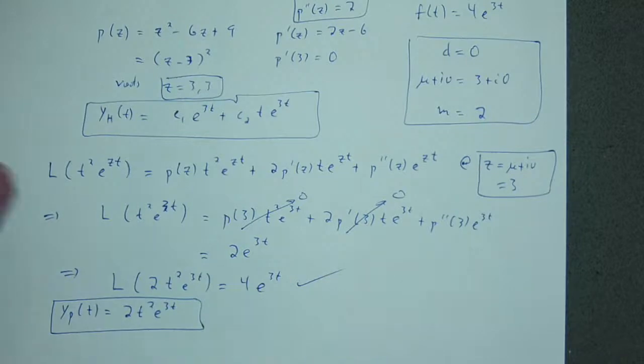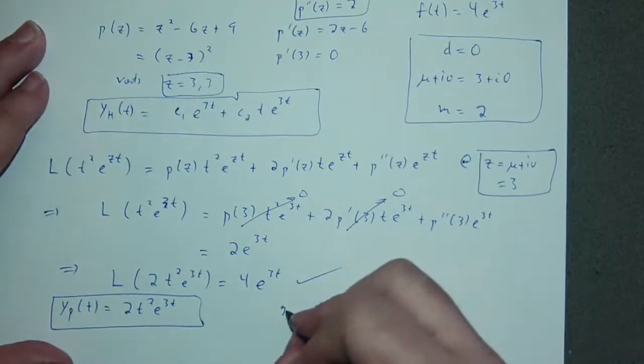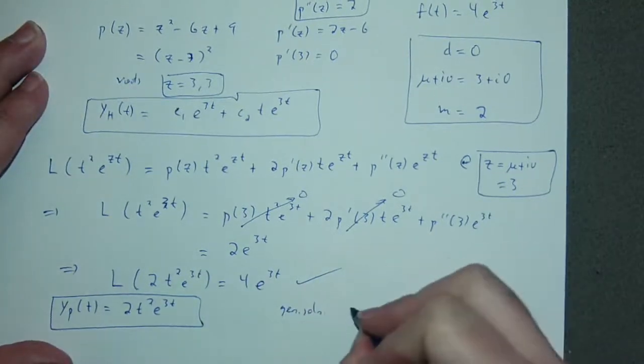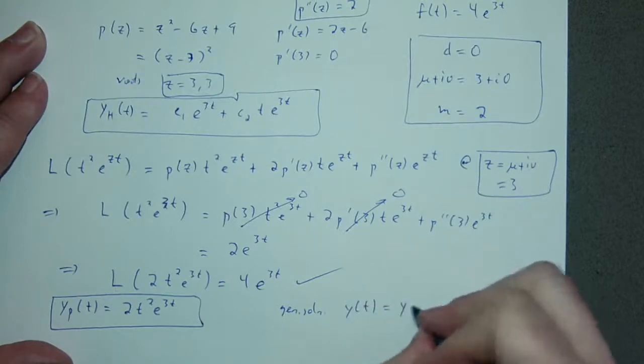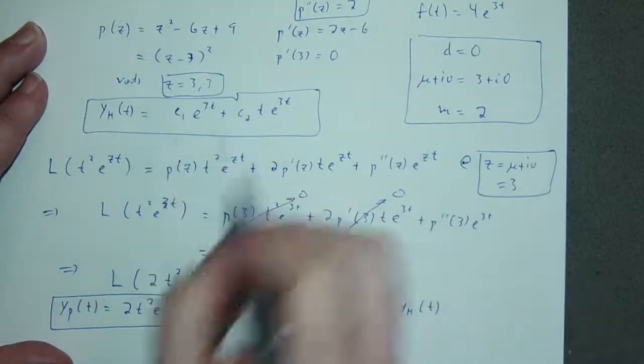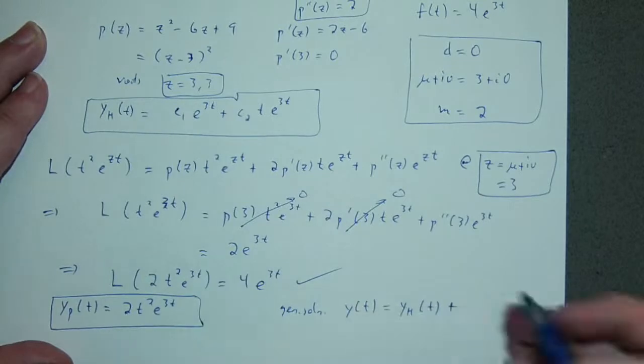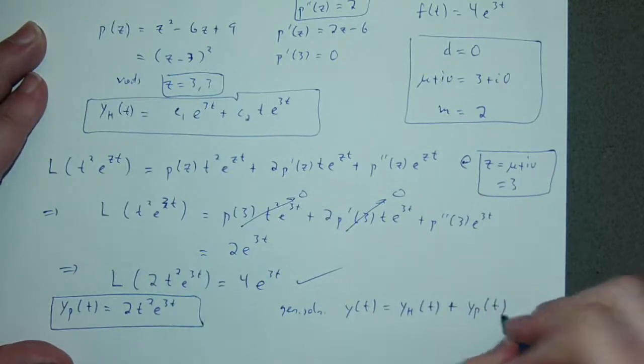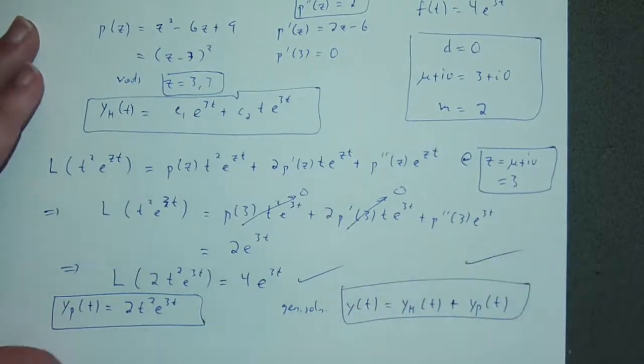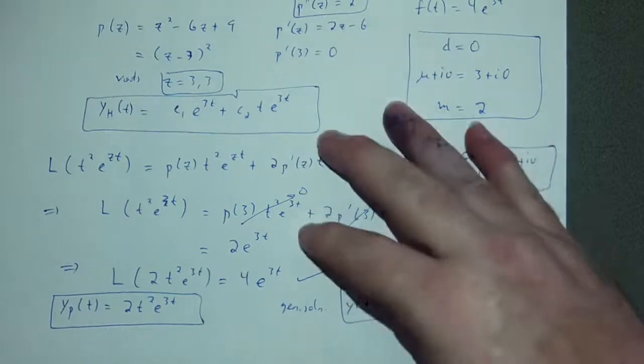Okay, so that was that. And so the general solution is, as always, y of t is the homogeneous part that I found up here plus this particular solution that I just found. All right. More. Okay, more examples.